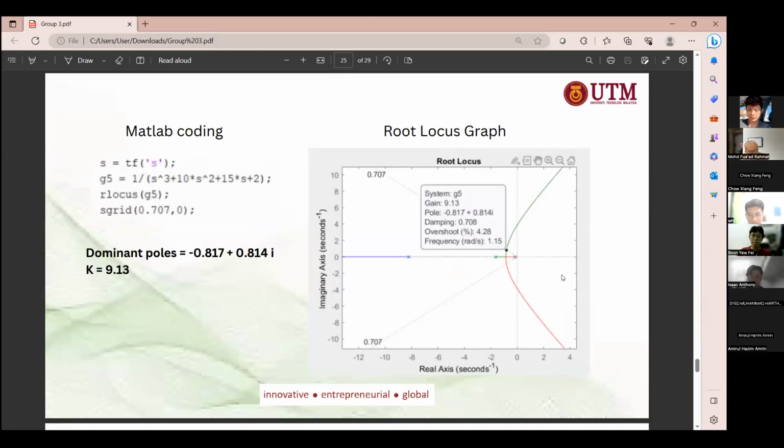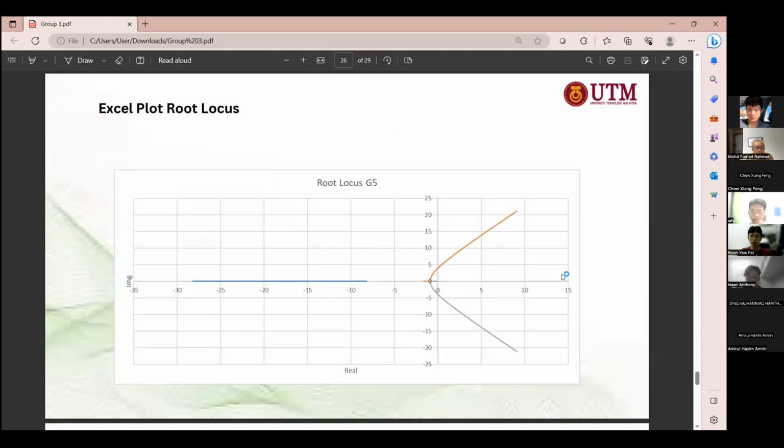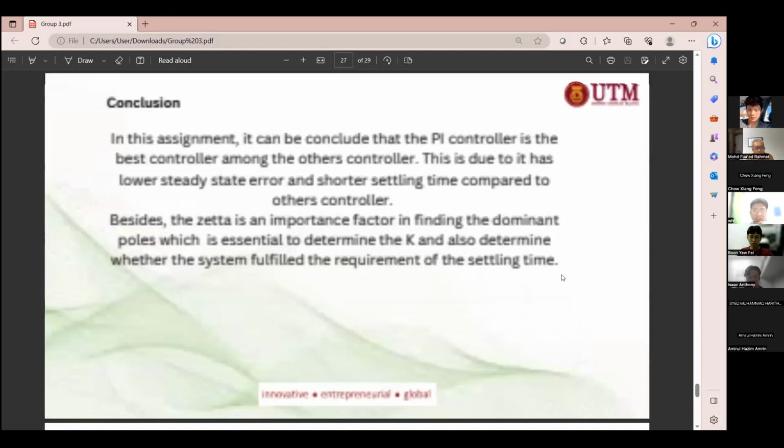So this is the coding. And then for the damping, 0.707 is okay. Then we get the overshoot is 4.28. The gain is 9.13, so the K is 9.13. So the question is only like this. So this is the Excel of the root locus. It looks like this. Then, end of the question.